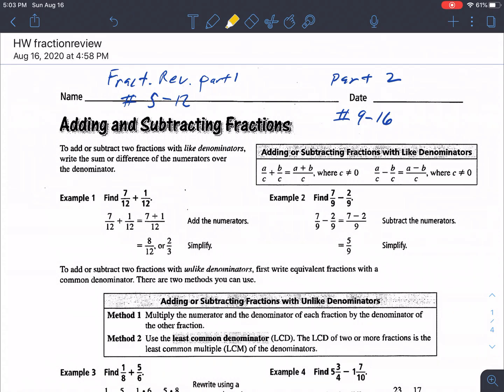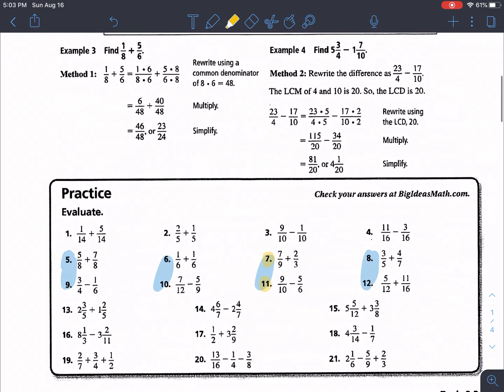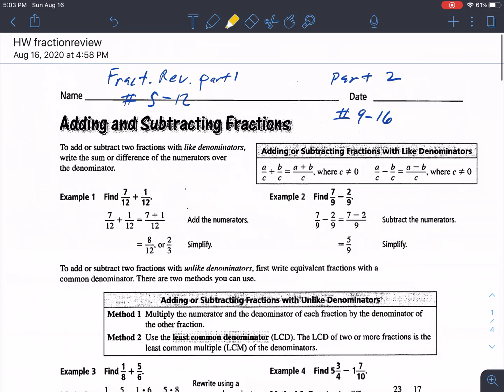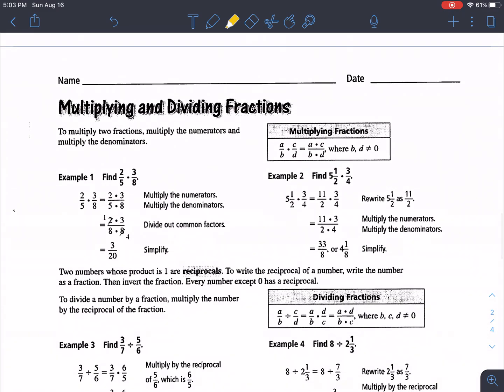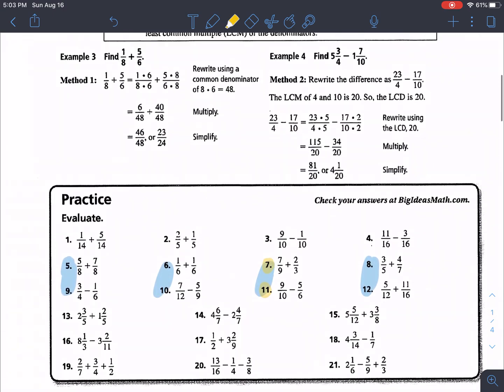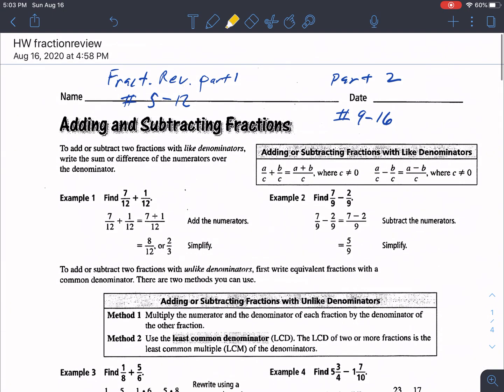Alright class, so today we're talking about the fraction review homework. Part 1 is numbers 5 through 12 in the adding and subtracting page. Part 2 is numbers 19 to 16 of the multiplying and dividing fractions page. So again, if you're doing part 2, just fast forward to the time it is at, and then you can watch those so you don't have to watch all of the beginning part.